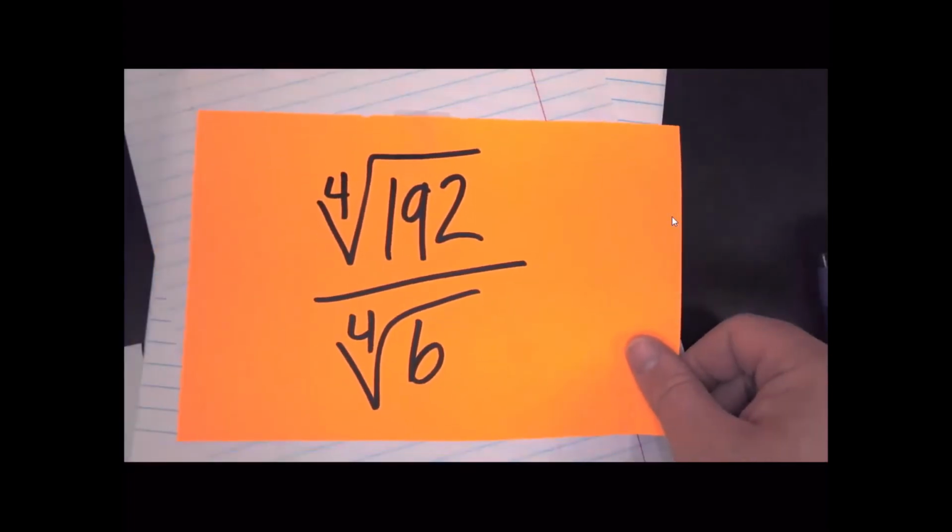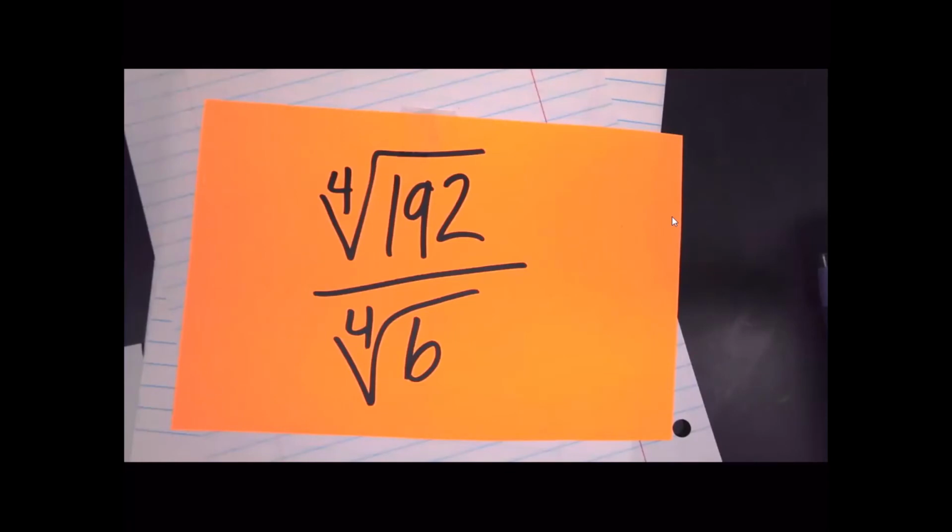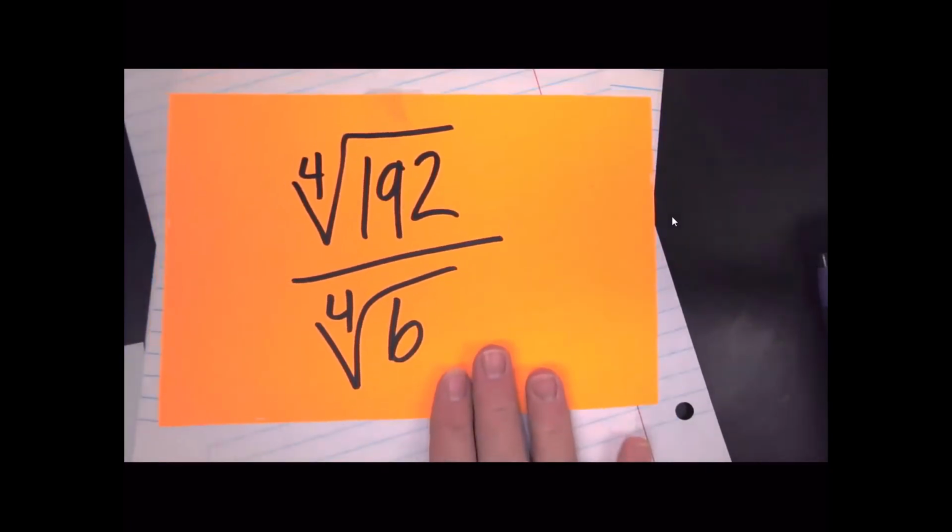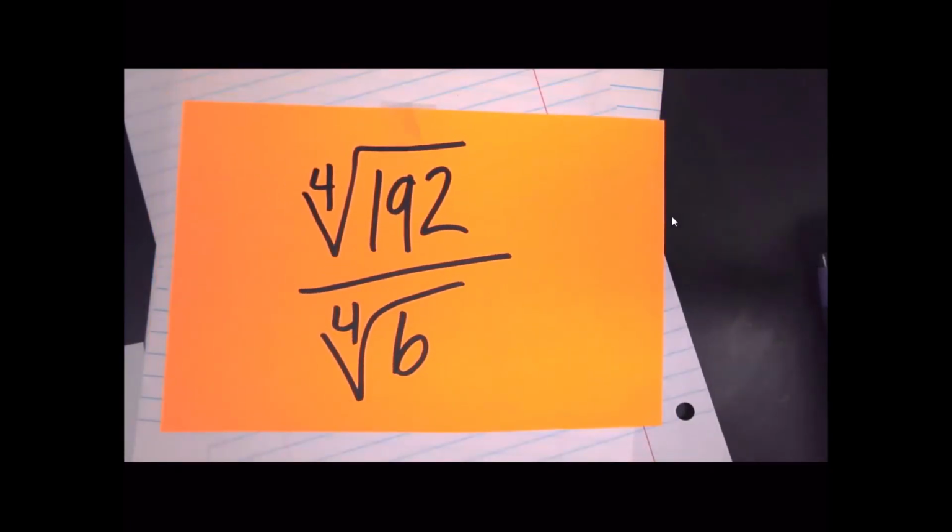All right, let's continue. There were some simplifying ones that we worked on in class, but let's work on some rationalizing. Let's do division first. So this would be the fourth root of 192 over the fourth root of 6.